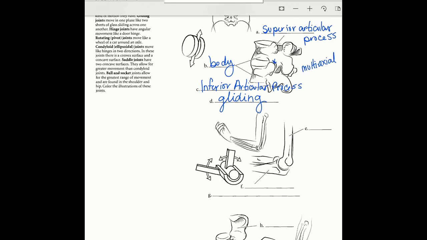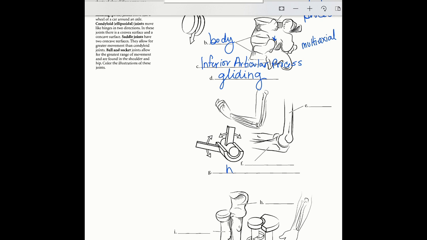The next example that we have here is a hinge joint. A hinge is an example of a uniaxial, meaning that you can only have flexion extension here. This particular example is of the elbow. So we have our humerus here, we have the ulna. And here you can see that we've got the trochlea surrounded by the trochlear notch of the ulna. They're going to work together to allow flexion extension.